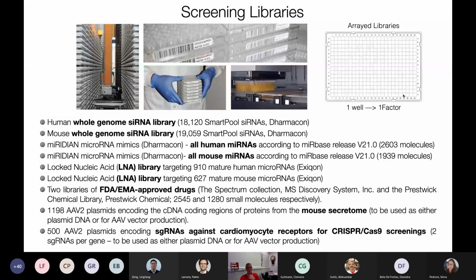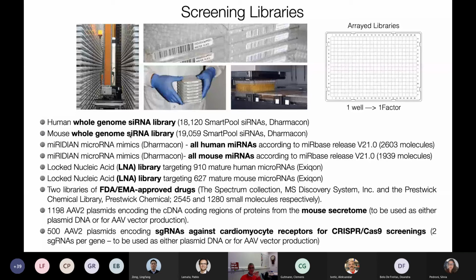What is interesting is obviously which libraries one has available, and what we have here at the school is a whole genome siRNA library, so approximately 18,000 siRNAs. Each siRNA is a mixture of 4 different siRNAs, so it's a pool of 4 siRNAs, each one at a lower concentration, each targeting different regions of the same gene, the same mRNA, which is a good way. It is commercial from Dharmacon, it's a good way of trying to avoid side effects.